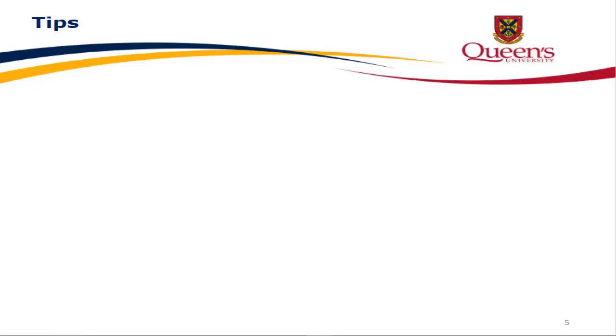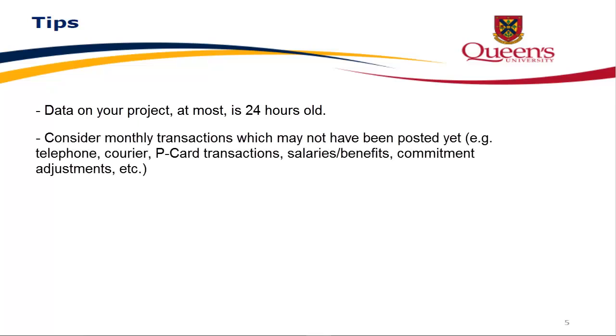Before we generate a Statement of Operations Research Report, here are a few tips to keep in mind. New financial reporting functionality provides data on your project that is at most 24 hours old. If you are running the report for the purpose of viewing an up-to-date balance, consider which monthly transactions have not yet been posted to the GL when selecting the current fiscal period. For example, these entries might include the monthly telephone or courier expenses, P-card transactions, the monthly payroll and benefit distribution, and related commitment adjustments, to name a few.